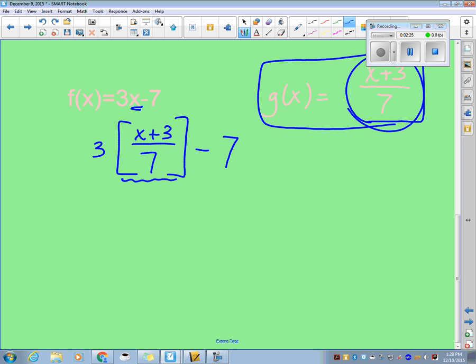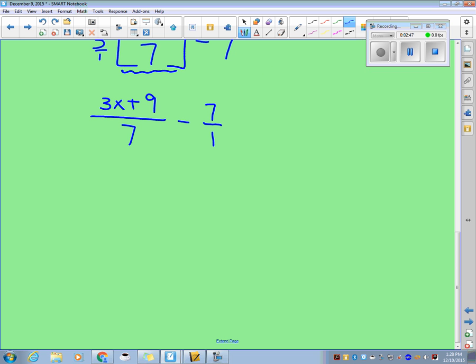So I'm going to multiply the top by 3, because this is really 3 over 1. So in fractions, remember you multiply top times top and bottom times bottom. So this becomes 3x plus 9 over 7 minus 7 over 1. So again, I'm going to find a common denominator. The common denominator is 7. So 3x plus 9 over 7 minus 49 over 7, because 7 times 7 is 49. What I did was I multiplied this fraction by 7 over 7 to write an equivalent fraction to give me that.